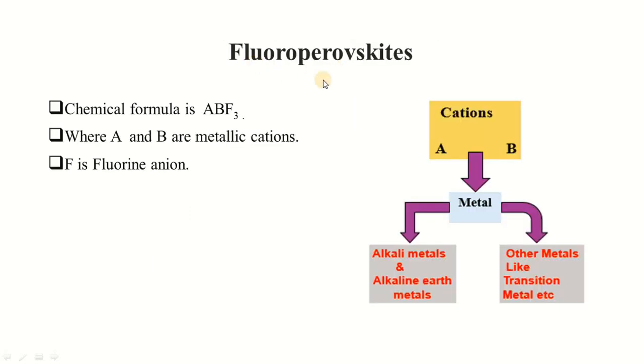Moving on, we have fluoroperovskite materials, which are very important and the most complex perovskite structure, having a chemical formula of ABF3, in which the anion atom is the fluorine atom, and the A and B atoms represent the metallic cations, which are alkali metals, alkaline earth metals or transition metals, and F represents the fluorine anion.